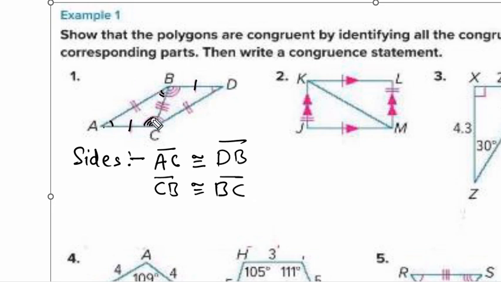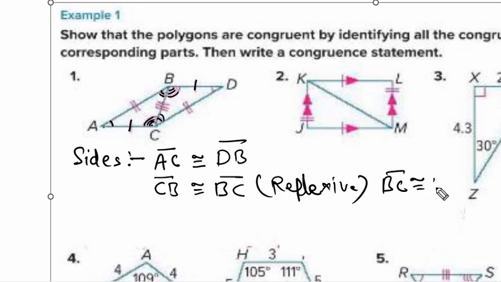Right? This 3 sign, here it is 2. In this case, here it is 3 and here it is 2. The signs are important, make sure you don't make a mistake. CB congruent BC, this is reflexive. Reflexive, or you can write BC congruent BC. Right? This is the same for both triangles, you are using the same line.